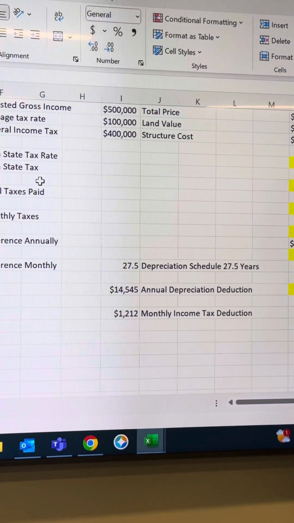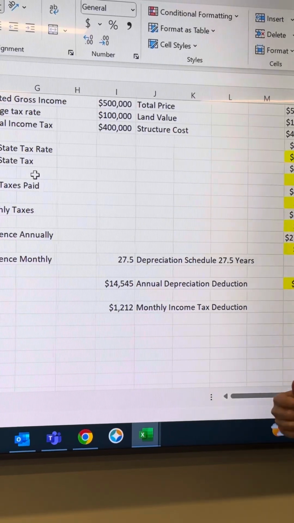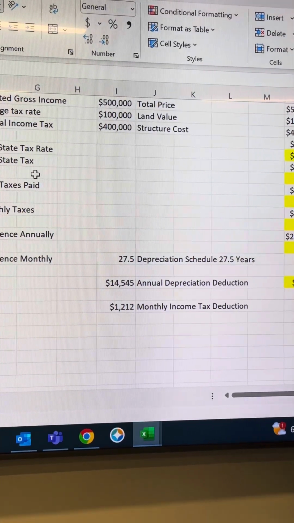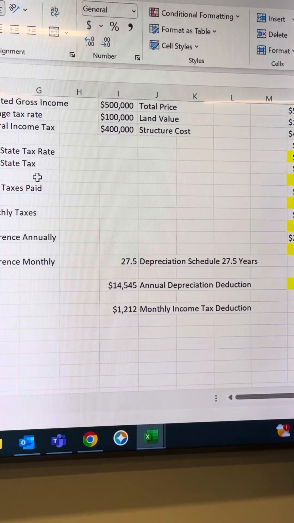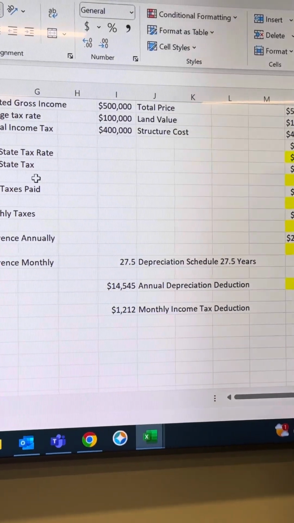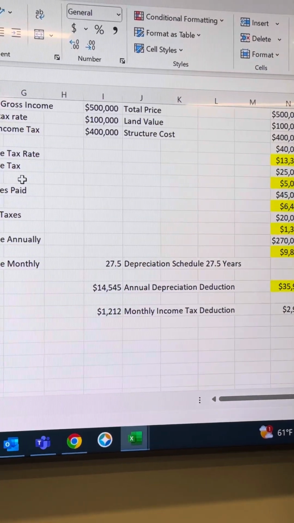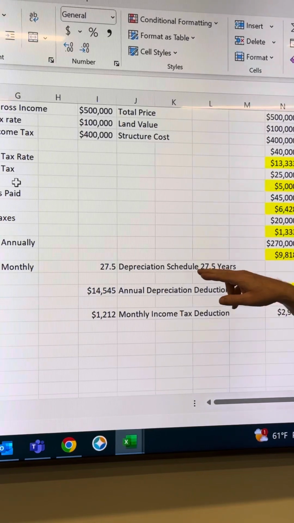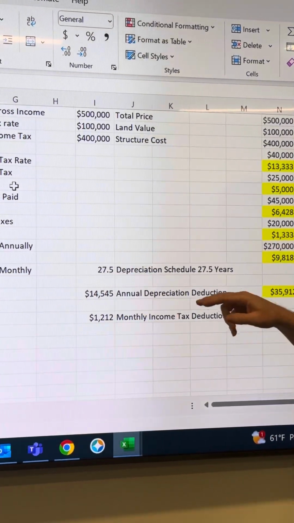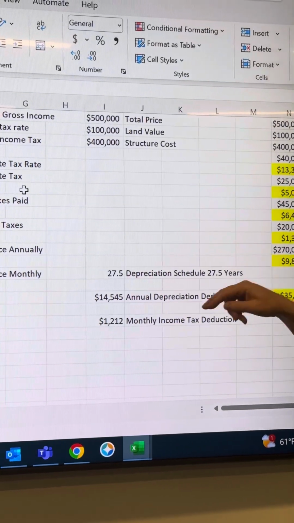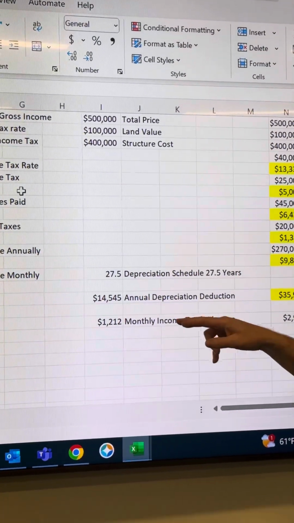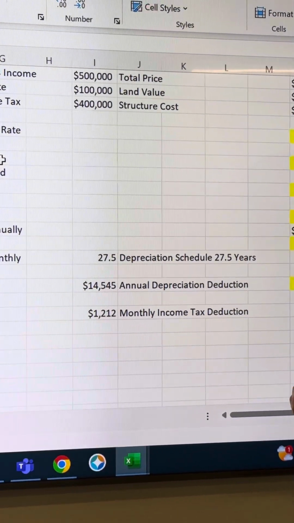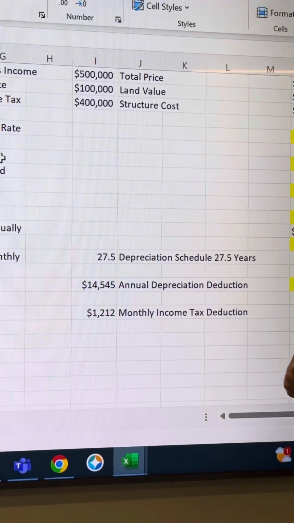Now, the IRS, knowing that over time that property is going to deteriorate and you're going to have to replace different components of that property, allows you to take a deduction currently to generate more cash flow for you, knowing that that is going to have to take place over time. So on a residential property, they're going to take that $400,000 structure cost and depreciate it over a 27.5 year period. So you'll take that $400,000 divided by the 27.5 years, which gives you an annual depreciation deduction of $14,545, or about $1,212 per month in deduction.